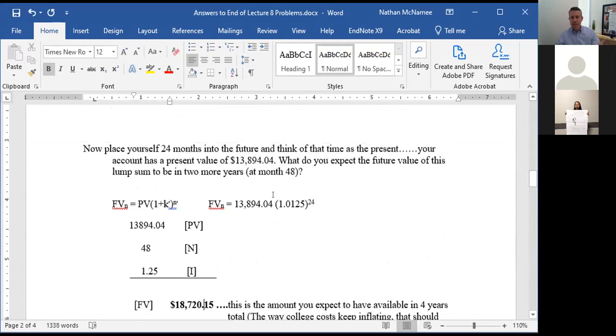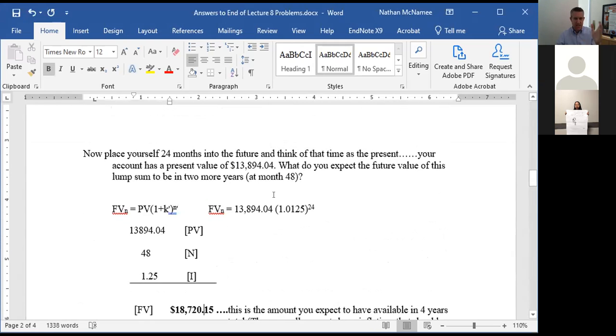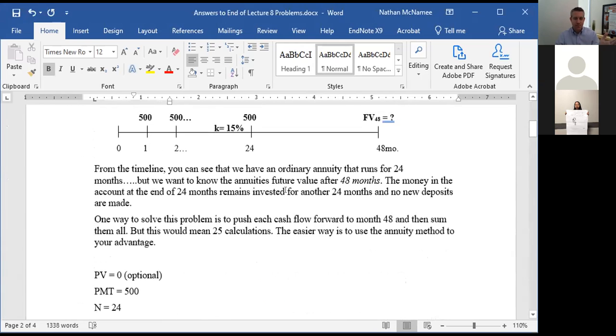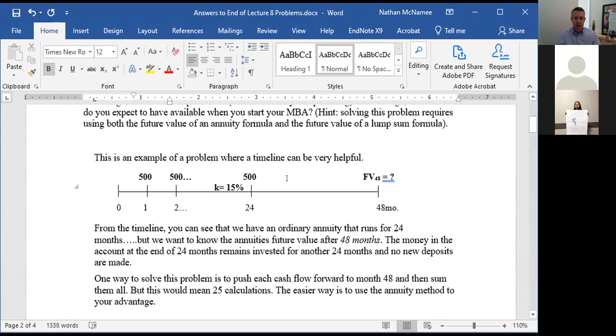Okay, so this is 2 steps, you can see. Step 1 was the annuity, the stream of payments, and step 2 was that lump sum now at 24 months that we're going to keep invested for the next 24 months. So it's a lump sum. So you can see how it's 2 steps. So be prepared and ready to do those 2 steps.